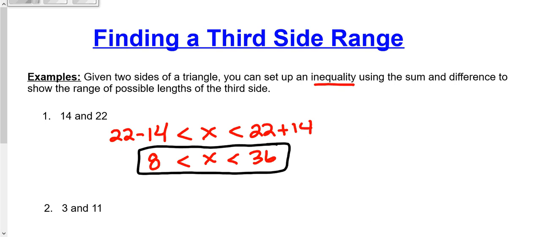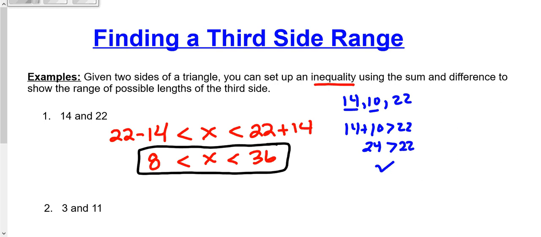So for instance, let's say I choose 10. 10 is bigger than 8 but smaller than 36, so your three sides will be 14, 10, 22. I'm just showing you that this does work. Like we said in the last example, you take the two smaller sides. 14 plus 10, is it larger than 22? It is. So we know that's true.